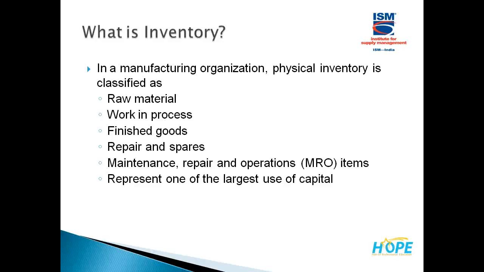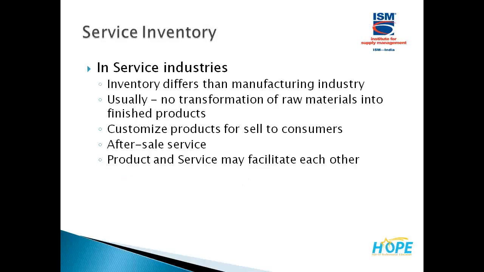If you see in manufacturing, inventory is defined in this way, but in the service industry, inventory is defined in some other way. In the service industry, inventory does not go through the transformation process from raw material to finished goods. In the service industry, mostly people keep finished inventory or after sales inventory. One basic difference: earlier we used to say the service industry is 100% where no product is involved, and the product industry is where no service is involved. But now slowly we are coming into an era where service and products both facilitate each other.